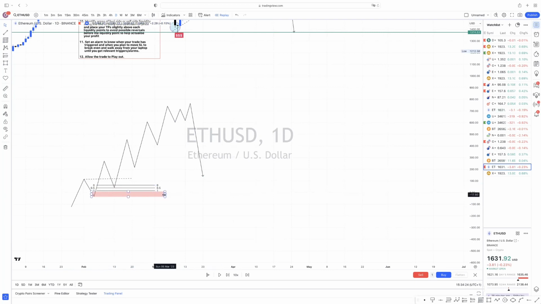Now, for me personally, I like to use green to describe my bullish order block.